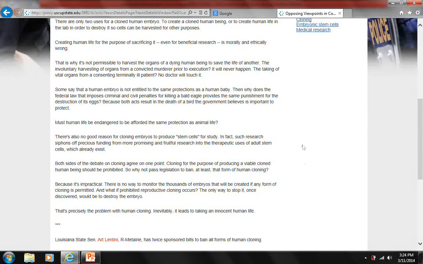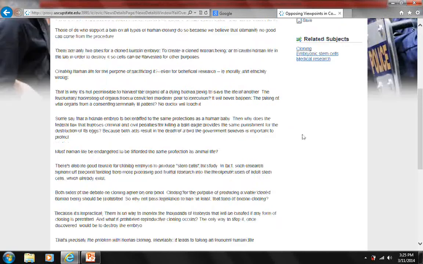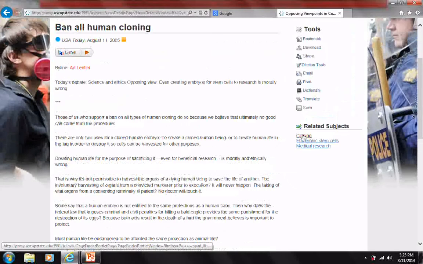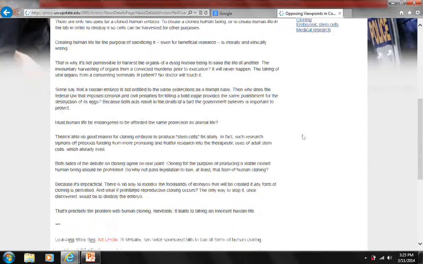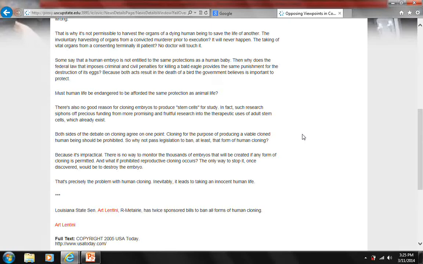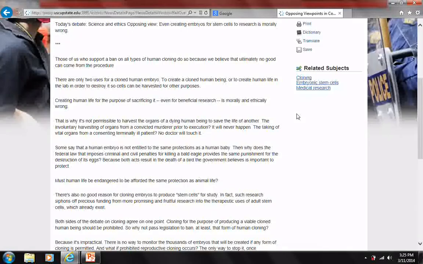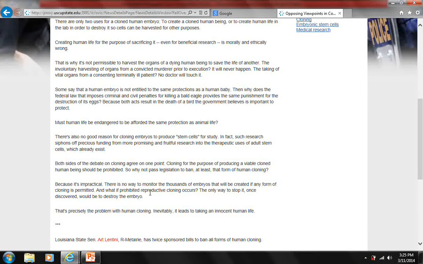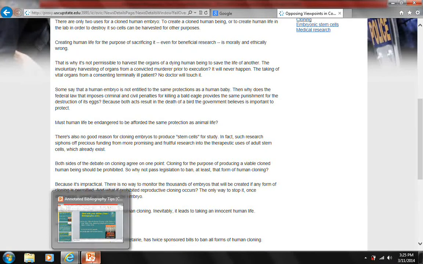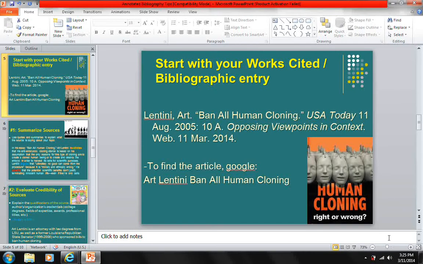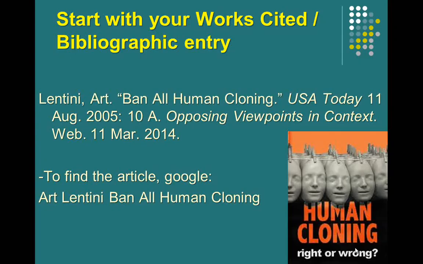So here we have this opinion piece on human cloning, and this particular source is saying we must ban all of it because there's so many problems with allowing any form of it. So now let's look at what we're supposed to do. If you're going to use this article in your annotated bibliography, you've read it, now what do you have to do with it?